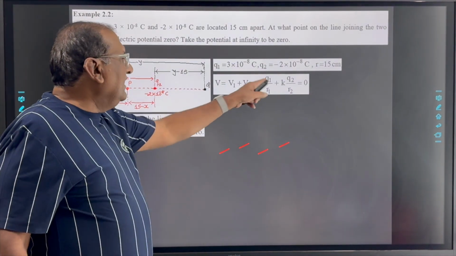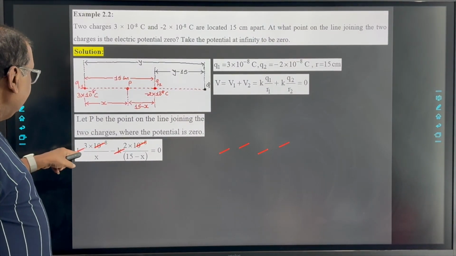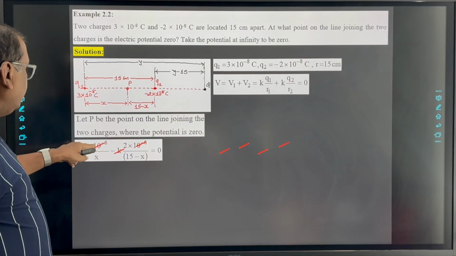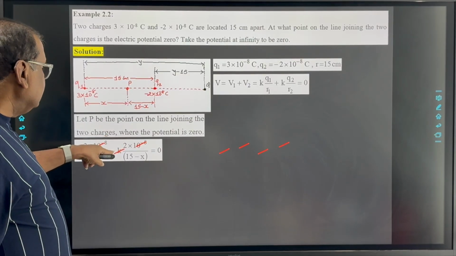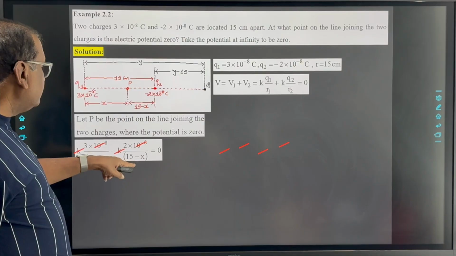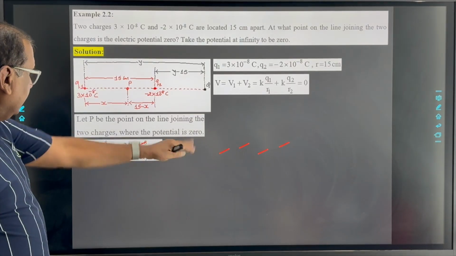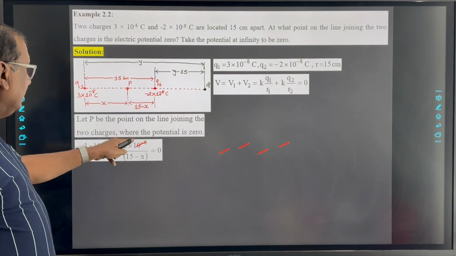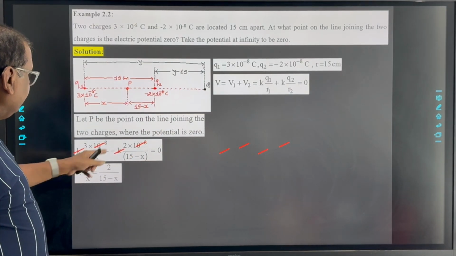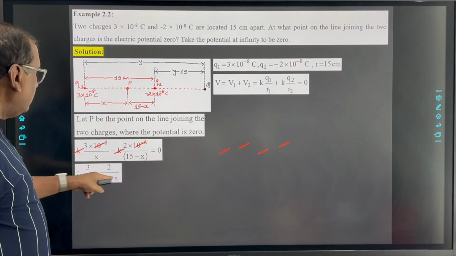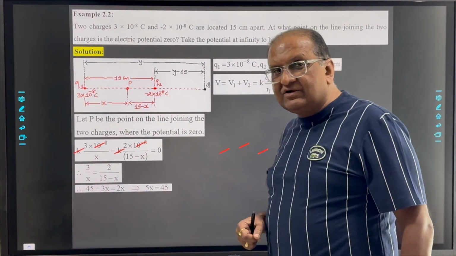Take K common, take it on the right side, it will be cancelled. Now here K is cancelled, and we have 3 into 10 raised to minus 8 for Q1 upon distance x. The second charge is negative, so minus 2 into 10 raised to minus 8 upon 15 minus x, equal to 0. 10 raised to minus 8 will be cancelled. So you can write 3 by x, taking this on the right hand side, equal to 2 upon 15 minus x. Now here we have to make x the subject of the equation.